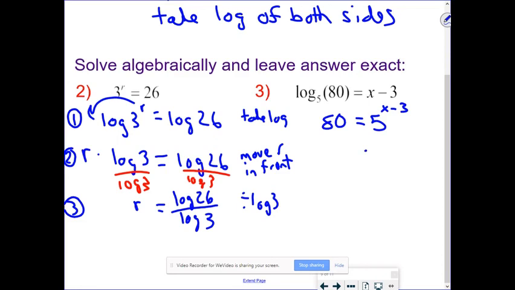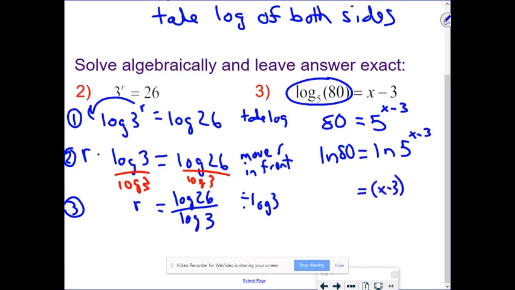All right, so in 3. Probably the most difficult one because the first thought would be to add 3, but you really can't do that because we can't do log base 5 of 80. So I'm going to have to change to exponential. And then I'm going to have to take the log of both sides. I chose the natural log because it's one less letter and I don't want to write more.